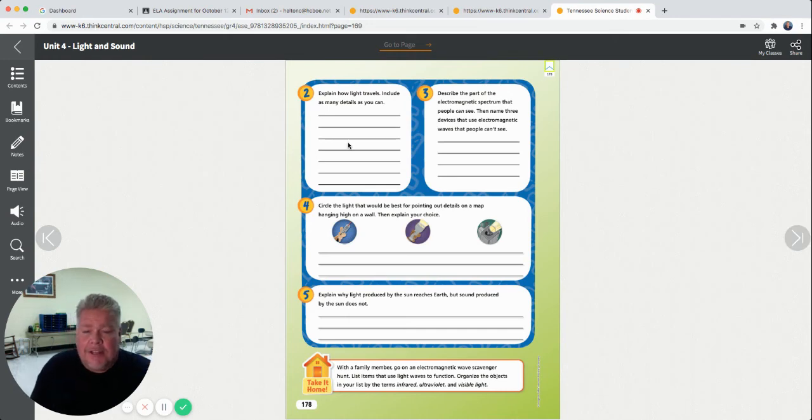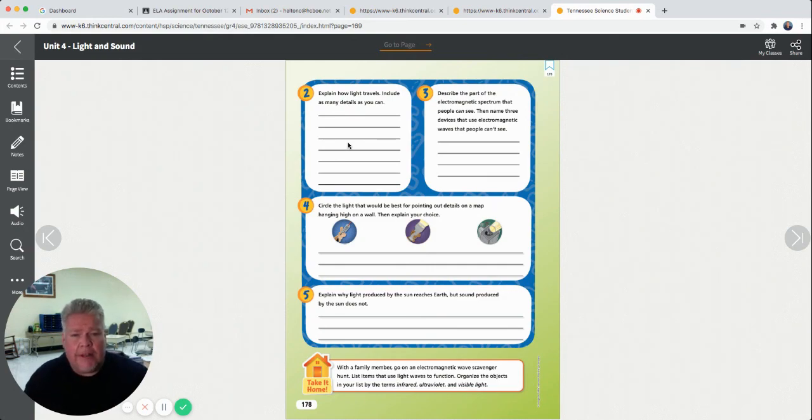Okay, let's just look at this together. Explain how light travels. Include as many details as you can. Well, we learned that light travels from a light source in all directions. It travels in straight lines. We saw that light can't travel through an opaque object. It forms a shadow because it blocks the light. What else did we learn? We learned that light travels at different wavelengths and different frequencies. We learned about laser light, that laser light is one frequency and it travels in one direction in a straight line, not in all directions. We learned a lot about light.